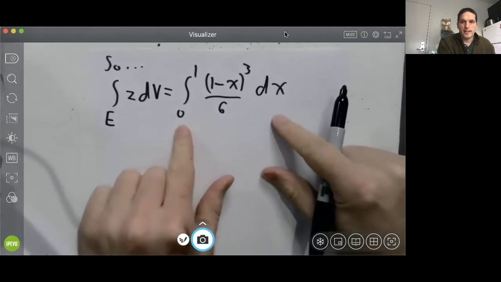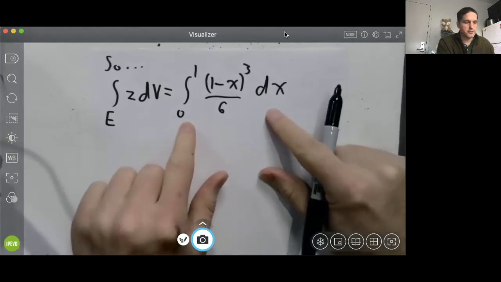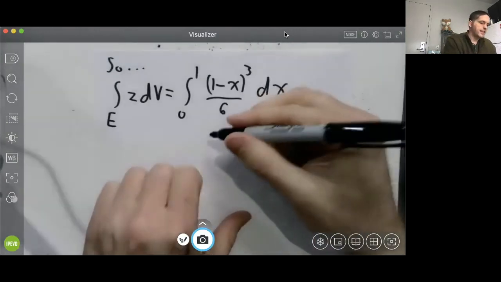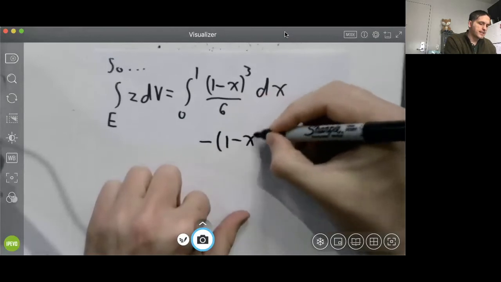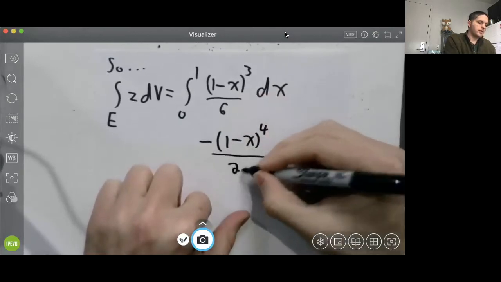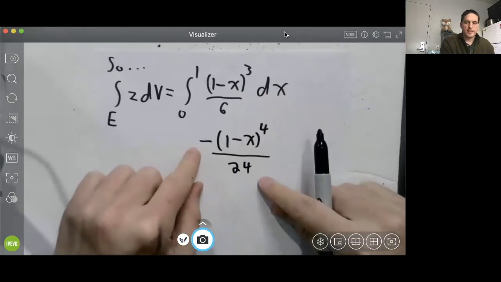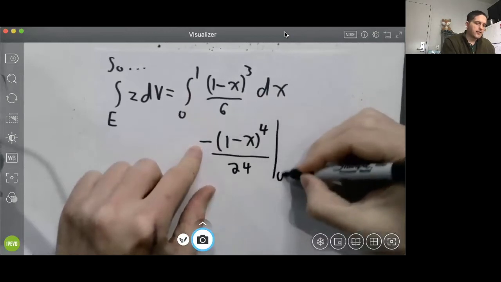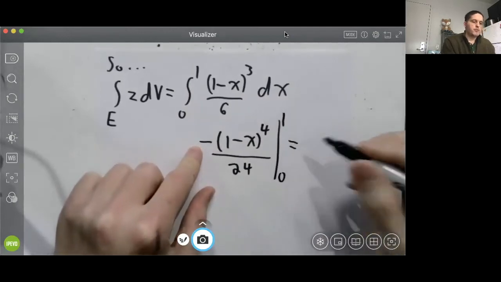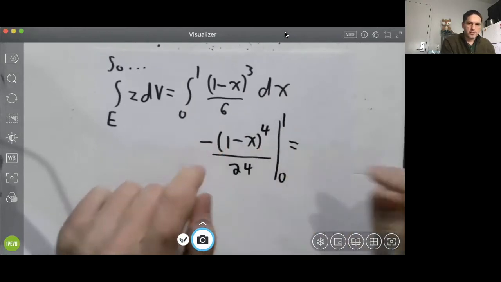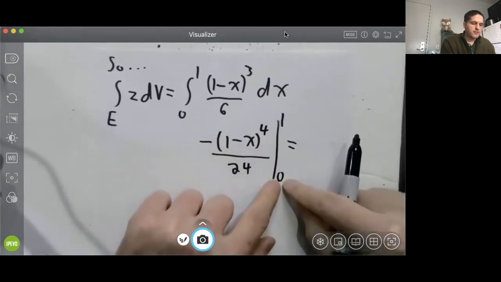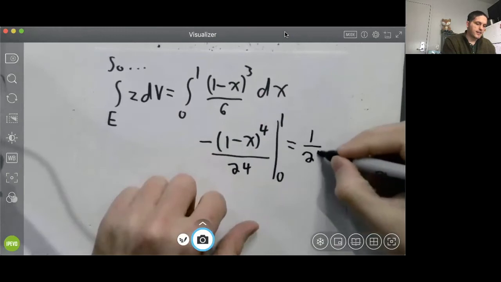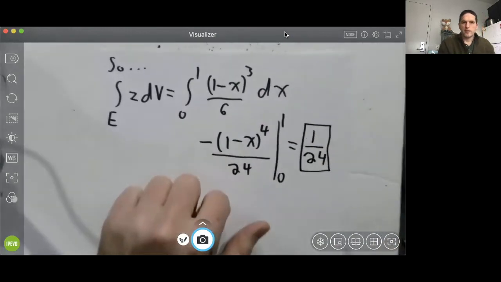And now we're ready to evaluate the final outermost integral, which is with respect to x. So we need an antiderivative of this function with respect to x. And here's an antiderivative, negative (1 minus x) to the 4th over 24. You can check this is correct just by taking the derivative and checking that you get this. Now let's take our antiderivative and evaluate it from 0 to 1. When we plug in 1 for x, we have 1 minus 1, which is just 0. When we plug in 0 for x, we have 1 over 24. So our final answer is 1 over 24.